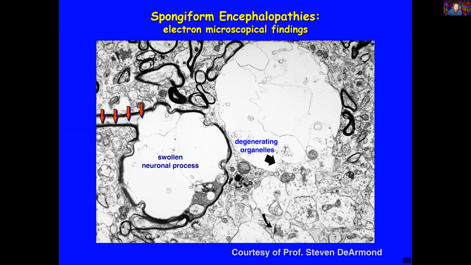If you see a vacuolating disease in a person with rapidly progressive dementia, then it's almost certain that this is Creutzfeldt-Jakob disease, which is the equivalent of scrapie in humans.